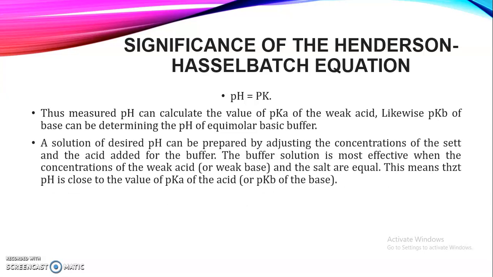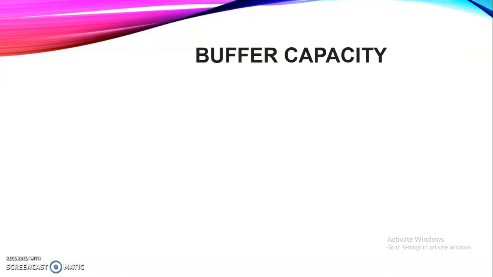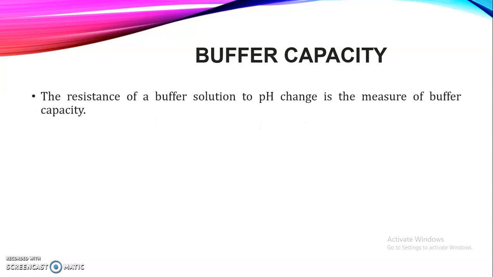As well as the solution of desired pH can be prepared by adjusting the concentration of the salt as well as the acid added to the buffer. The buffer solution is most effective when the concentration of weak acid and the concentration of the salt are equal. This means that the pH is close to the value of the pK of that particular acid. Then next we will see what is the meaning of buffer capacity.